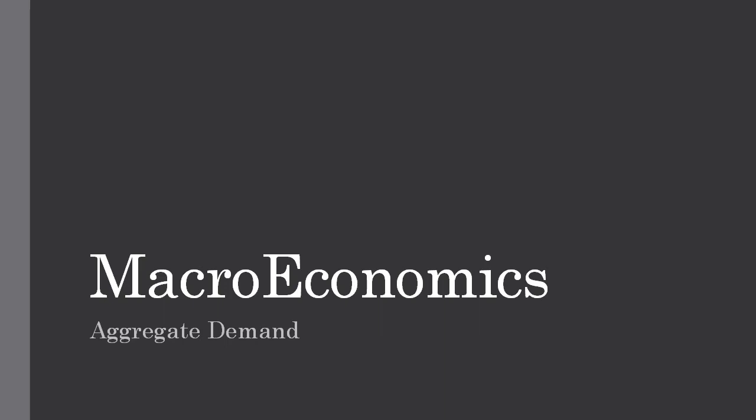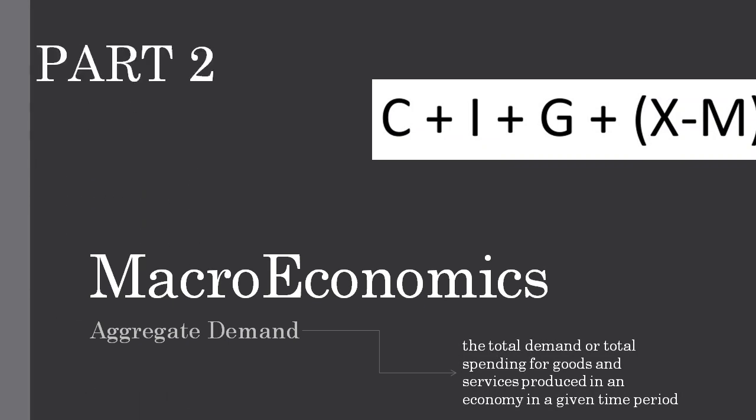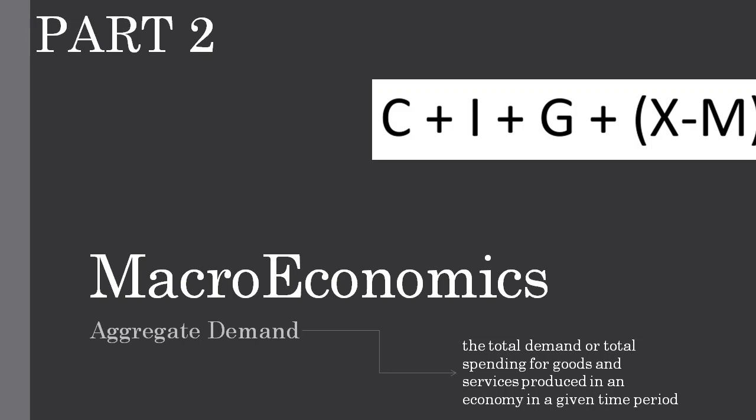Last episode we began aggregate demand by looking at the formula, what each letter represents, and looking in depth at consumer expenditure and investments, which are the C and I of the formula on screen. Today we're going to look at government spending in detail and also net exports. These represent G and X minus M in the formula. If you haven't watched part 1, then I recommend doing so to understand the content in this video more clearly.